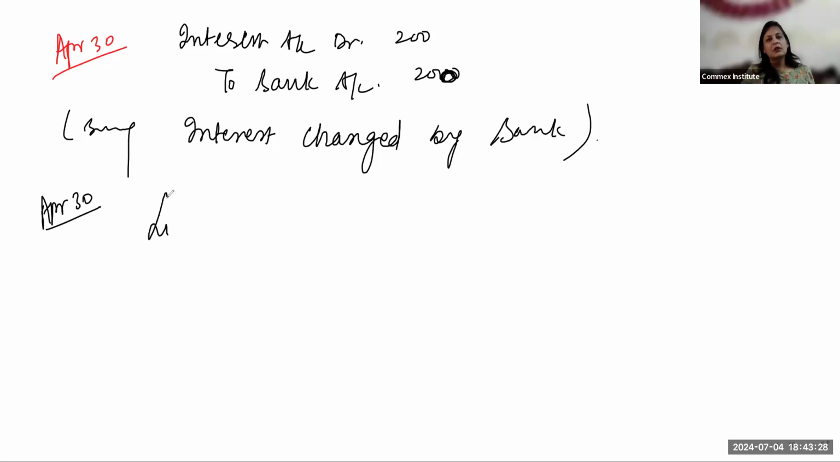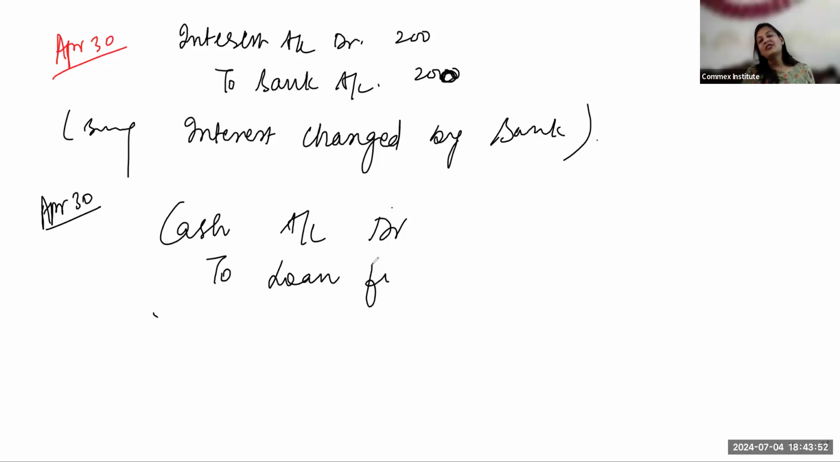Very good. So loan from Riddhi account debit. Ulta, Divya, we are borrowing, so we are getting cash. So it'll be cash account debit. I was so confident about Supriti's entry. Okay, cash account debit to loan from Riddhi account.